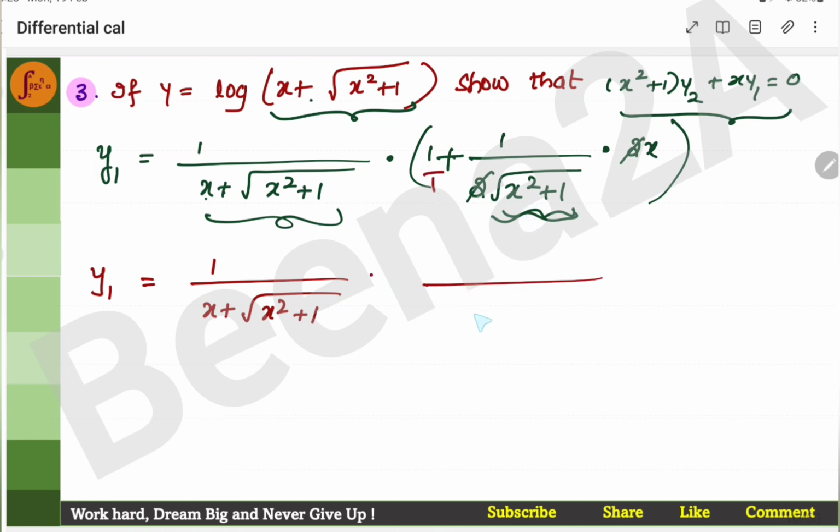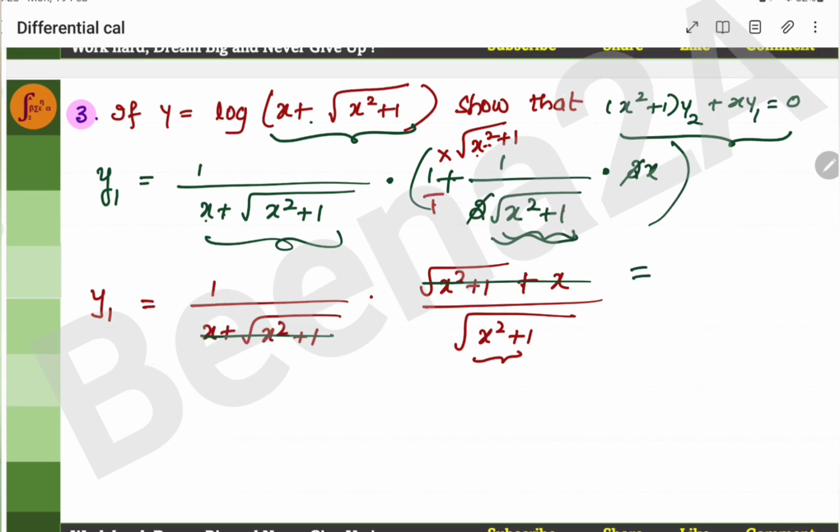LCM here, right? LCM will be root of x square plus 1. You will multiply this with root of x square plus 1. Only when you multiply 1 with root of x square plus 1, you will get this LCM. So, I multiply the numerator. So, I'll get root of x square plus 1. Here, I already have the LCM itself, so I don't have to multiply. Just copy this as is. You notice that this term and this term will get cancelled.